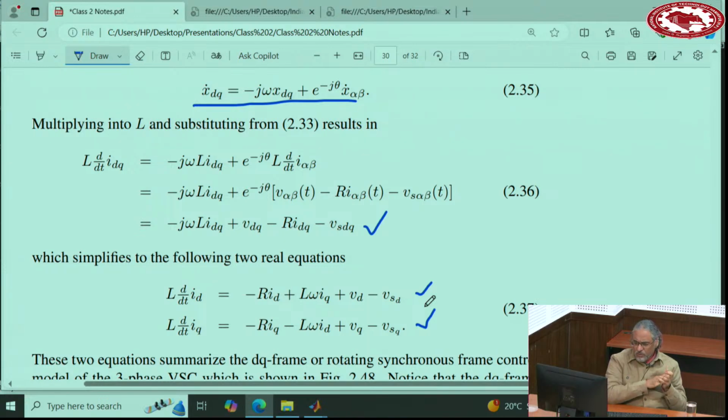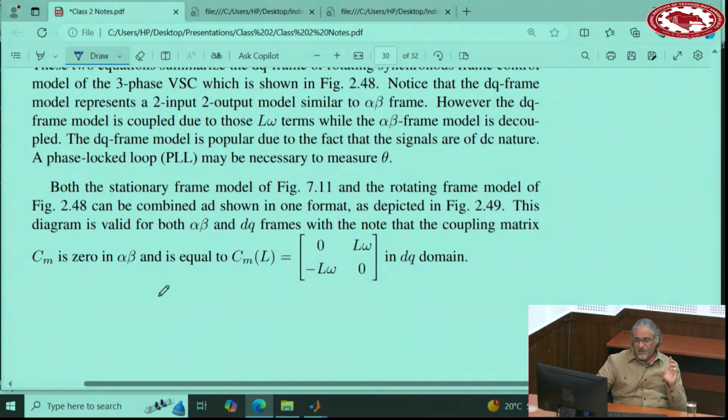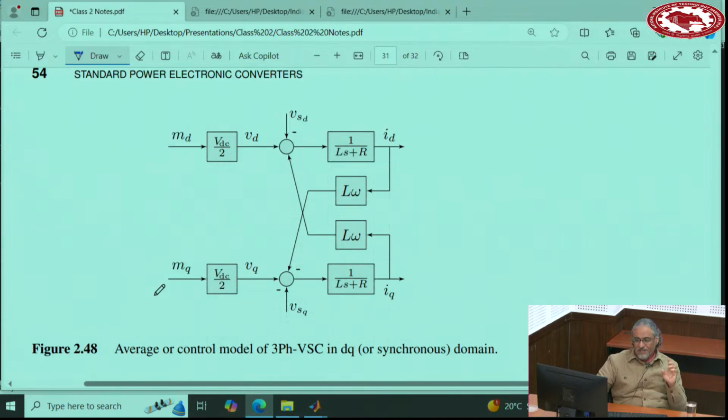One thing we notice is that it is very similar to the alpha beta equations, with the difference that this term L omega IQ and this negative L omega ID appear. This comes from the second equation and this comes from the first equation. So these two equations are no longer separate. In alpha beta they were separate. Here they are no longer separate. If you want to show it in a diagram, it will be like this.